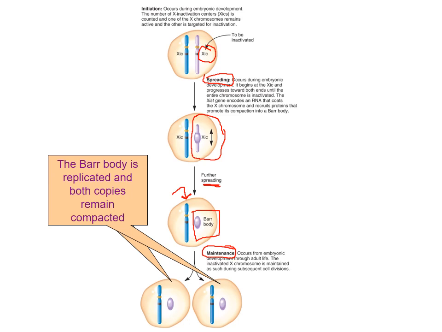So there have been known to be some variations, welcome to science, but overall what we usually see is that the one that's picked at random tends to be the one that will stay condensed and maintain its bar body for the remainder of the organism's life.